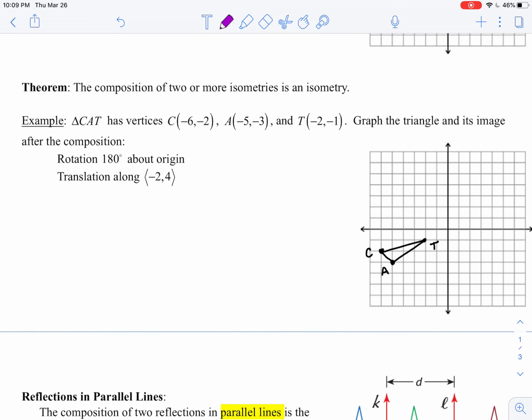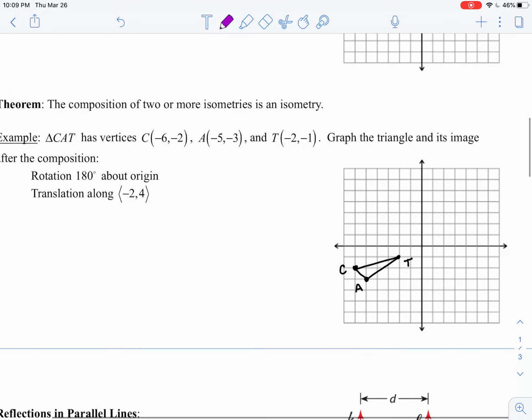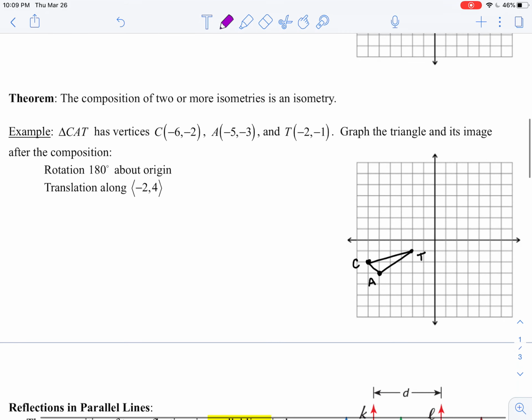Each of the transformations that we've talked about so far in this chapter has been an isometry. Remember, that means it preserves congruence. The preimage and the image are always congruent. When we do a composition of transformations, as long as each of the individual transformations is an isometry, the composition will be as well. And you can see that in the second example.